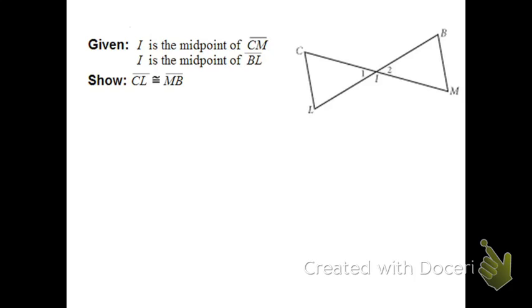And that means that corresponding parts of congruent triangles are congruent. And we know that because the definition of congruent triangles is that all the sides and angles of one triangle are congruent to all the sides and angles of another triangle.